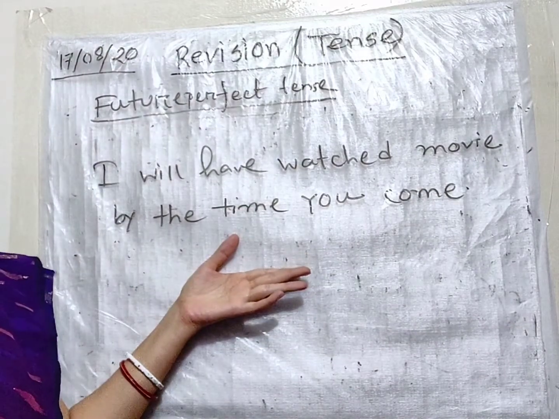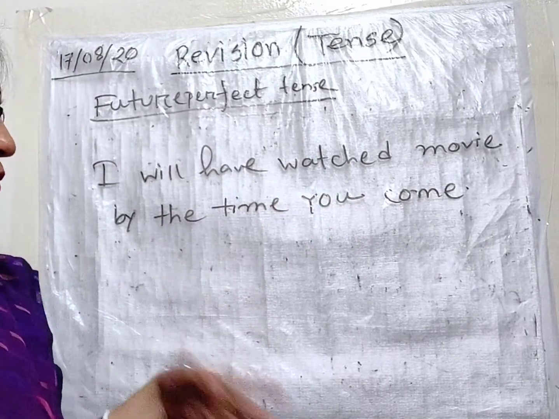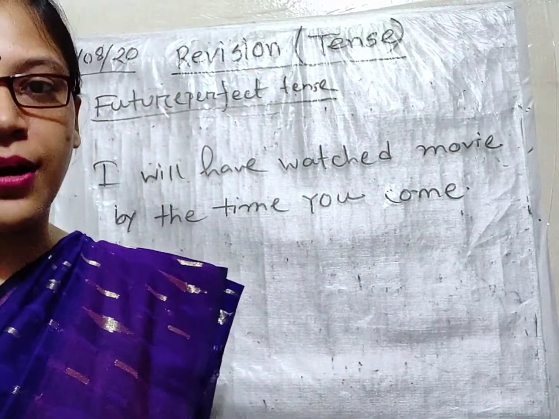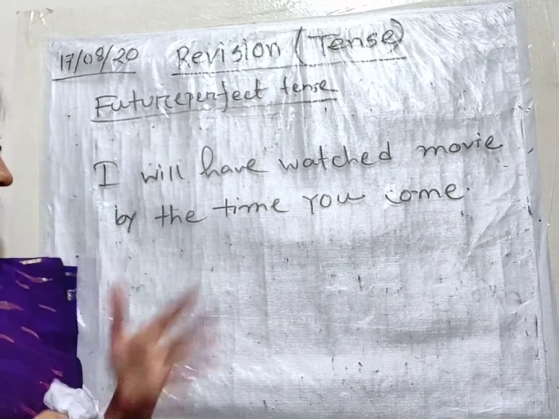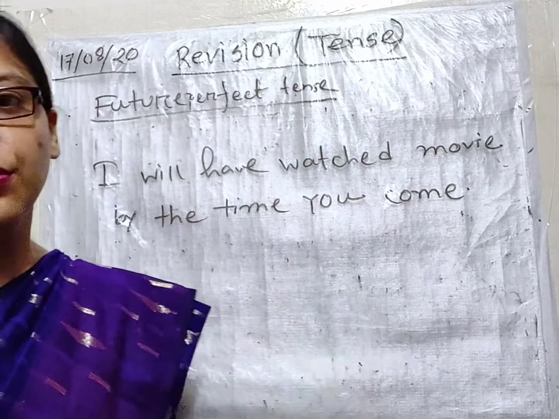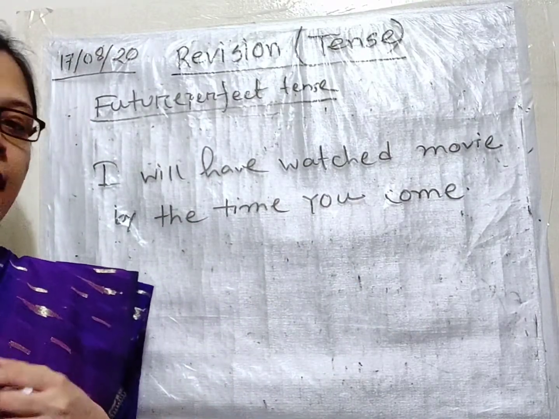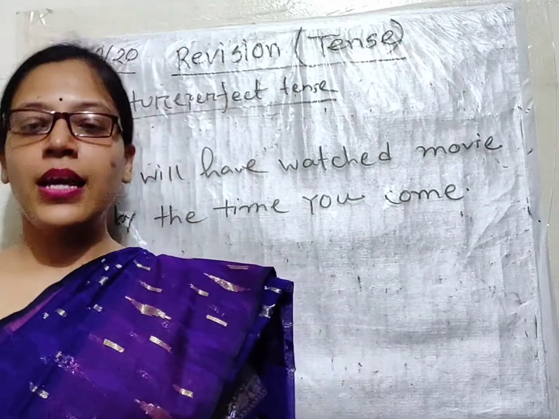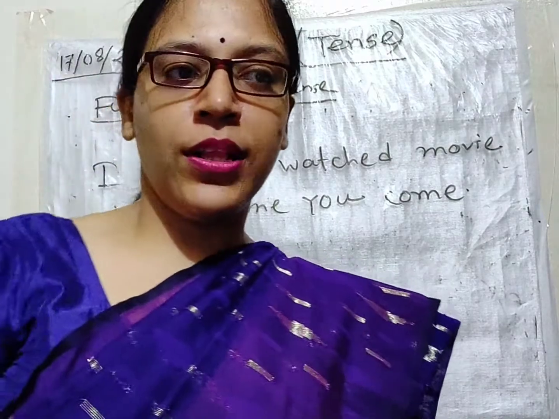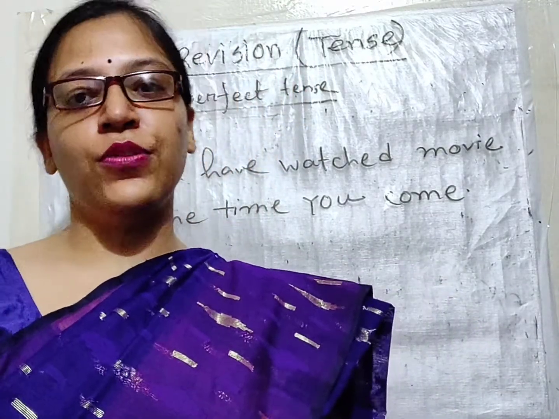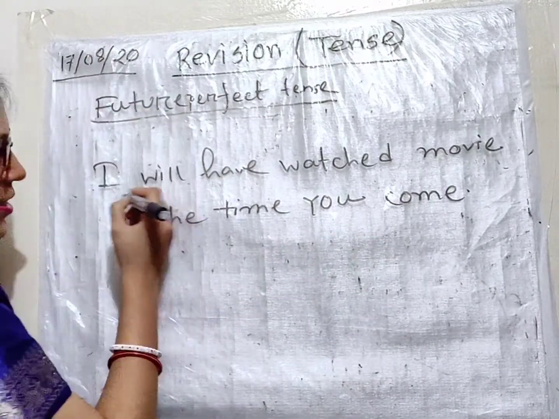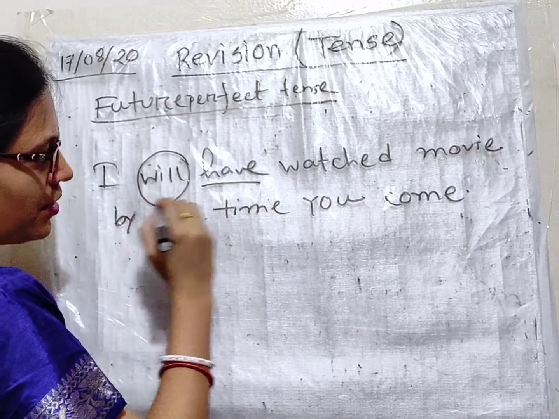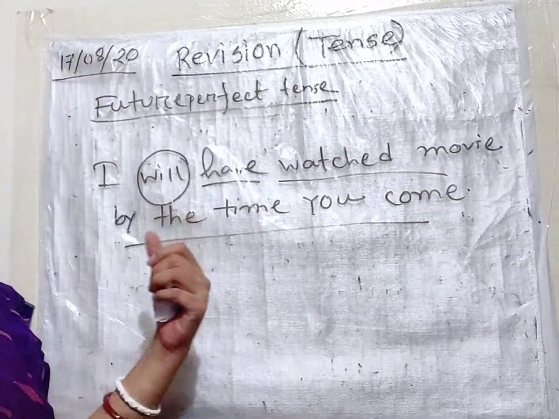Sorry, I will have watched movie by the time you come. Before you come, I will finish watching the movie. This is the meaning of this sentence. Okay, it means an action will be finished before another action in the future. So this is the example, and the structure is the same. You have to use only will before have. That's it. All the rest of the structure is the same.